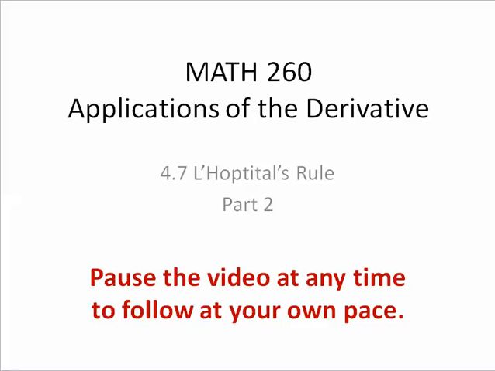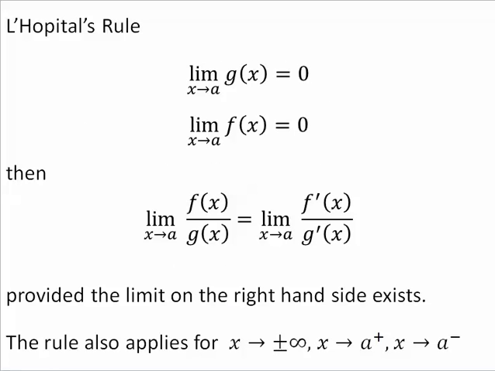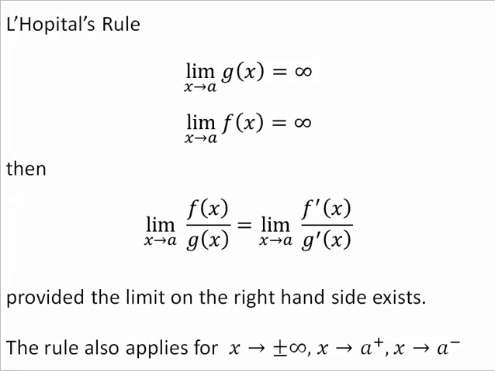L'Hopital's rule, part 2. Recall that L'Hopital's rule says that if your numerator and denominator are both going to 0, in order to find the limit, you can find the limit of the derivative of the numerator divided by the derivative of the denominator. And you can also use L'Hopital's rule if both the numerator and the denominator are going to infinity.